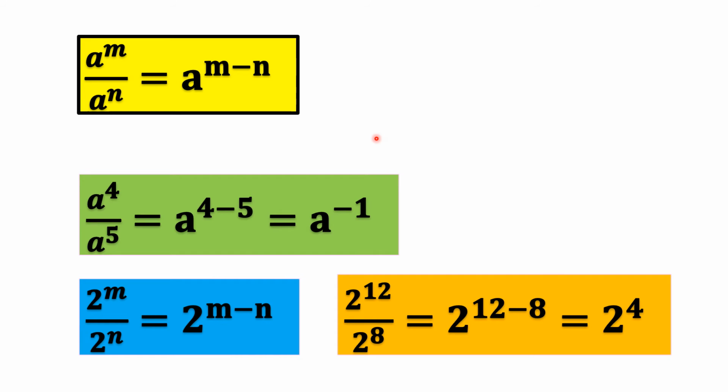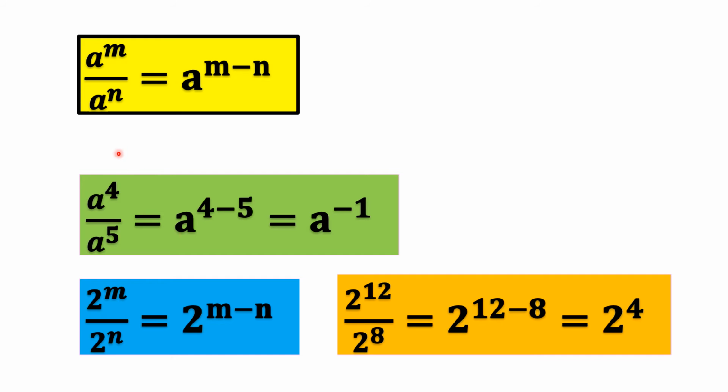Now the next one is this: a raised to m divided by a raised to n is equal to a raised to m minus n. So when you see the same number but with different exponents, can you see a, a and m and n? Same numbers with different exponents. What do you do? You write the number and you subtract the exponents, right? So a raised to m minus n, right?